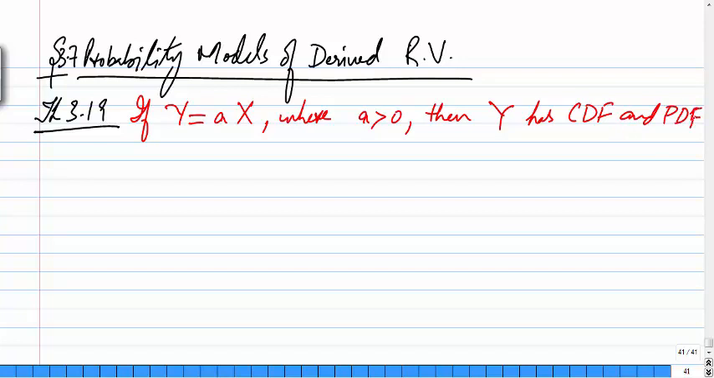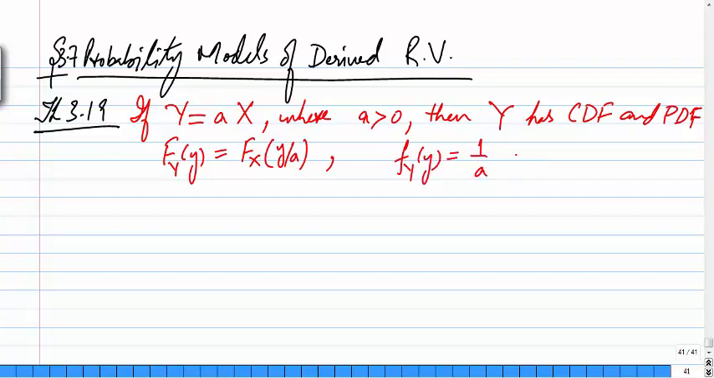So because Y is a derived random variable, CDF of Y is equal to CDF of X, where X is Y divided by a. Similarly, if we look at the PDF of Y, it is equal to 1 over a times PDF of X, where X is Y divided by a. So this is the theorem that gives us the relation between derived random variable for continuous and random variable.